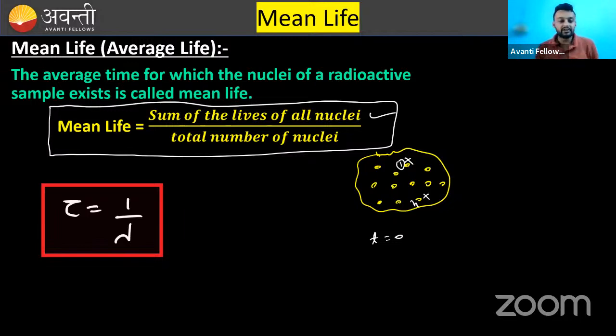Now, after a lot of integration and calculation, the result is that mean life is denoted by tau. Tell me one more quantity which is represented by tau in the entire physics. Very good, Aishi. Torque. Do you remember the formula for torque?